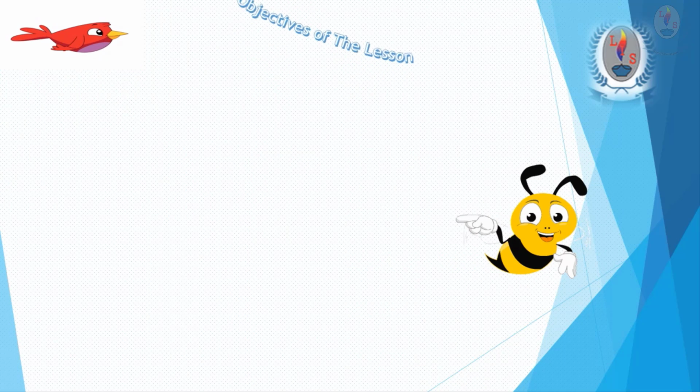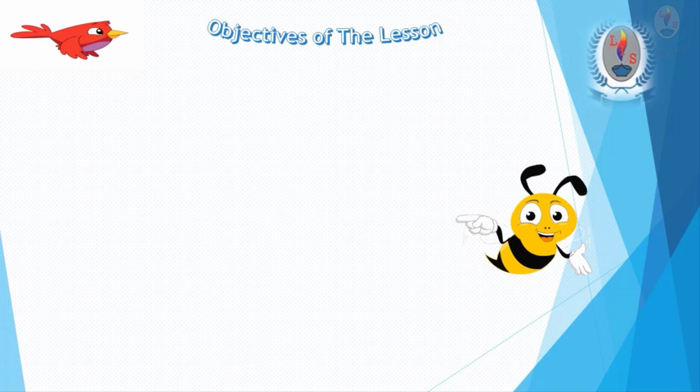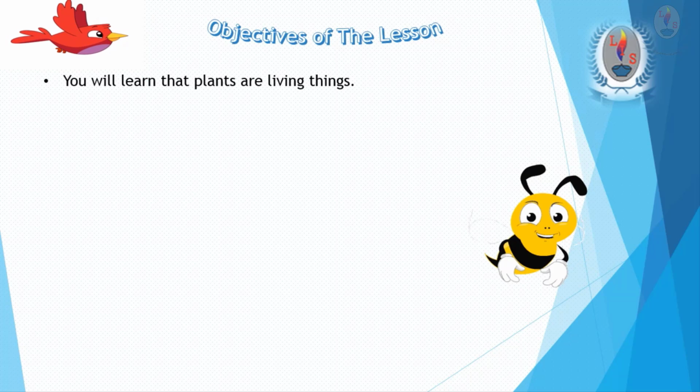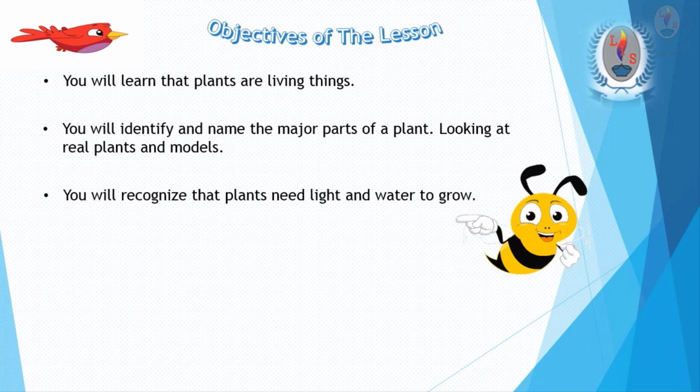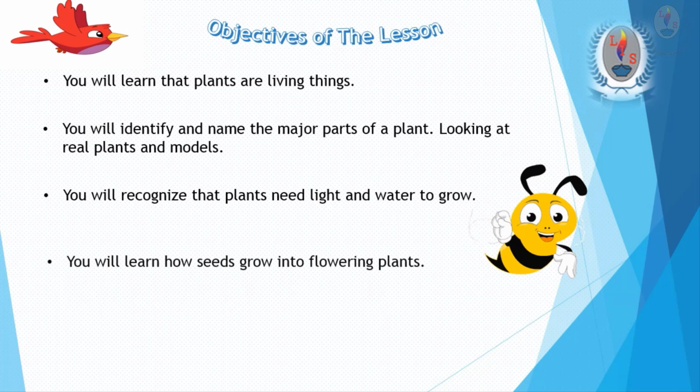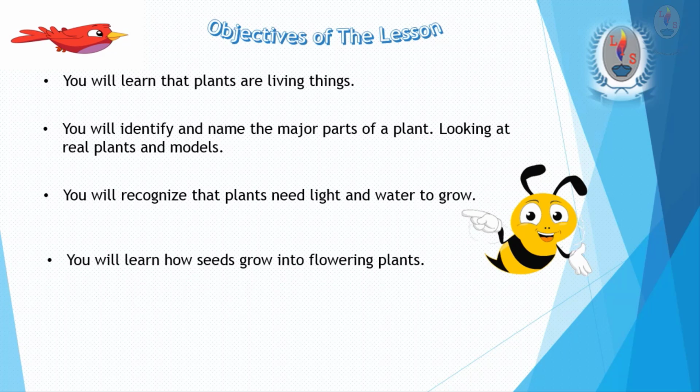Children, let's see what are the objectives of the lesson. You will learn that plants are living things. You will identify and name the major parts of a plant looking at real plants and models. You will recognize that plants need light and water to grow. You will learn how seeds grow into flowering plants.